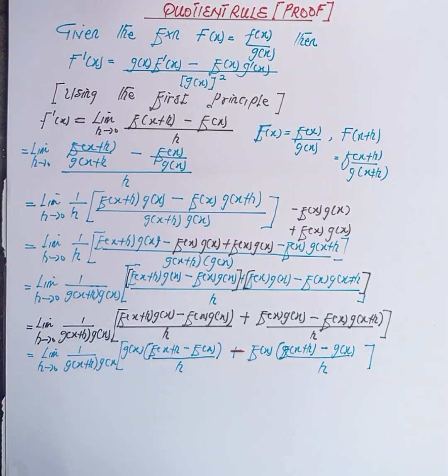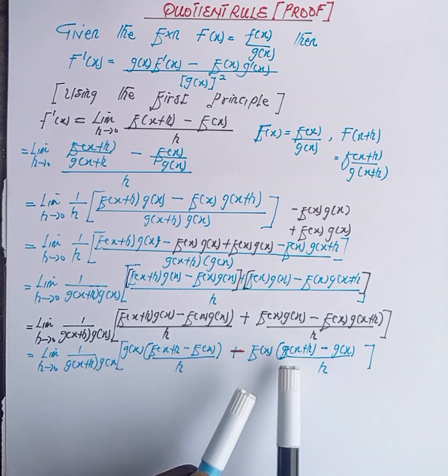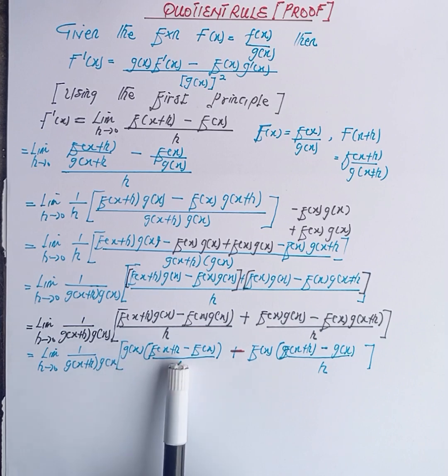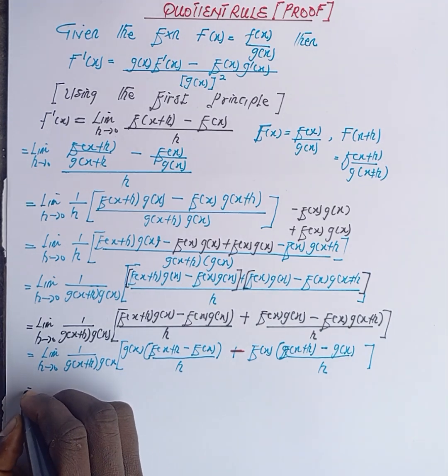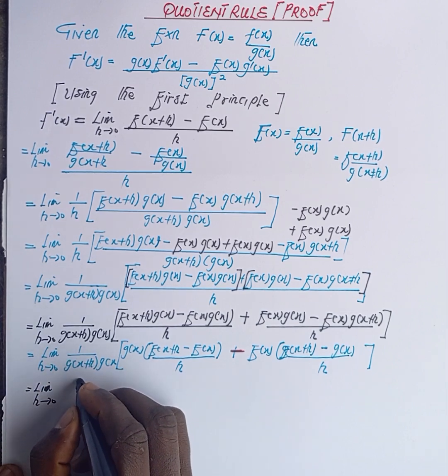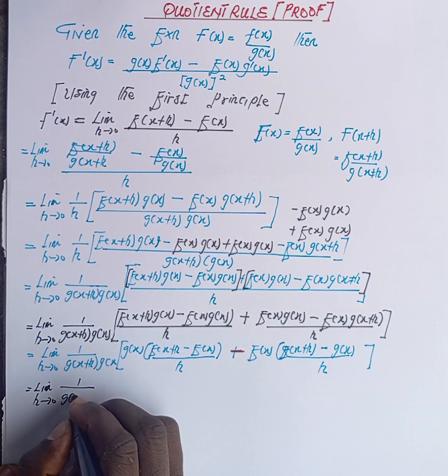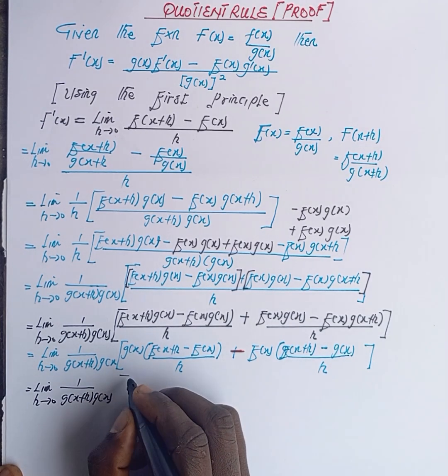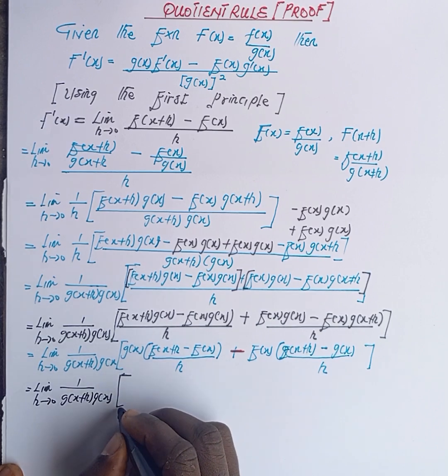The last but not the least step we are going to take here is to take the limit of each of the following functions here. So we are going to apply the limit on this, the limit on this, the limit on this, this, and then that. And then we are good to go. In taking the limits on each of the following functions, we are going to get the limit as h approaches 0 of 1 over g at x plus h times g at x. Then we have our bracket.